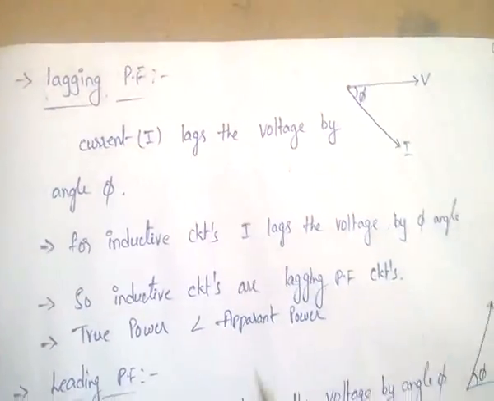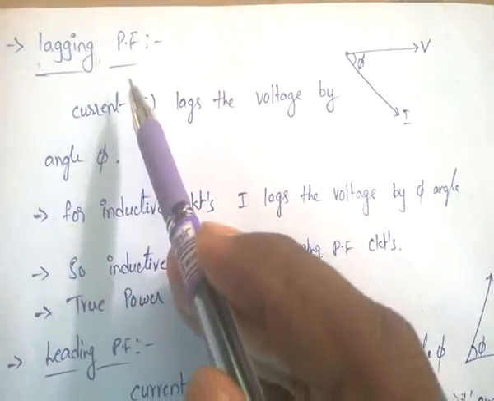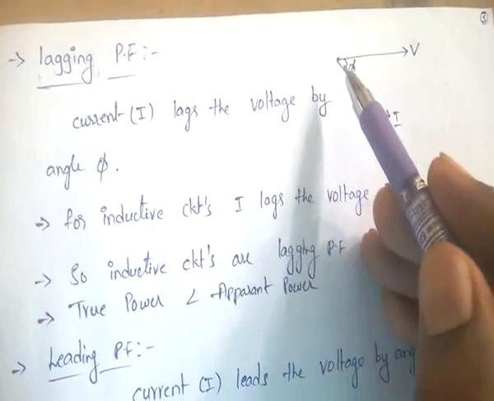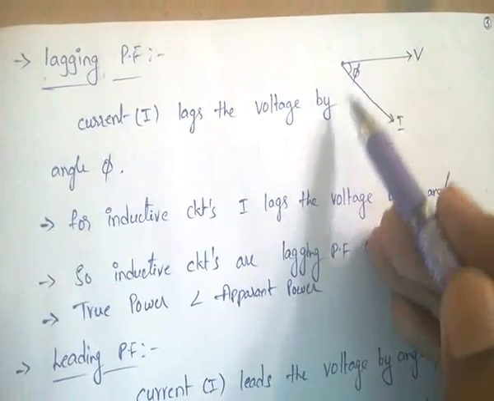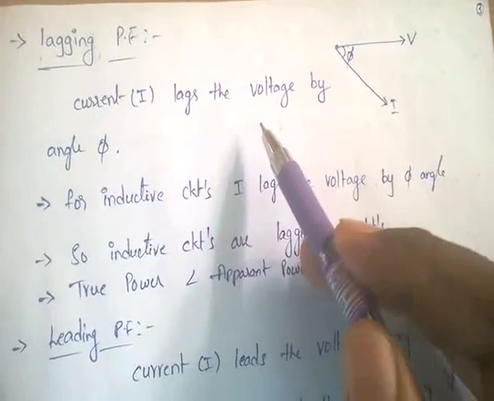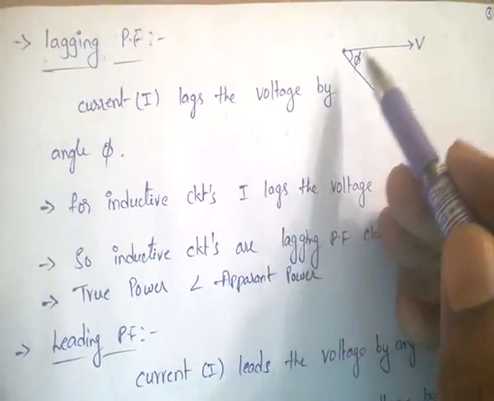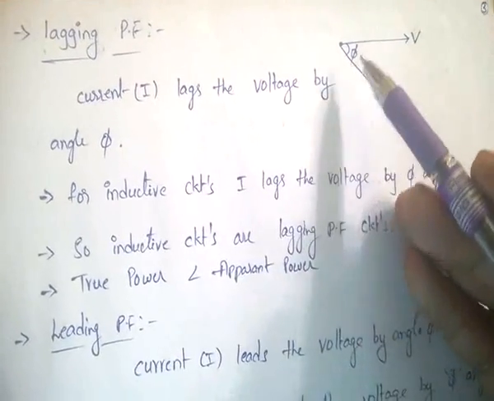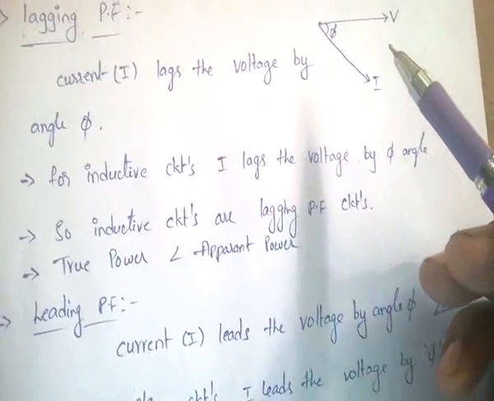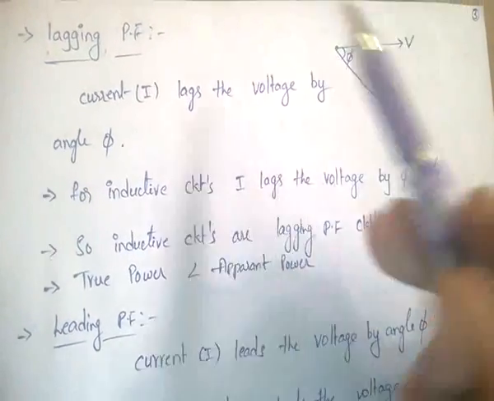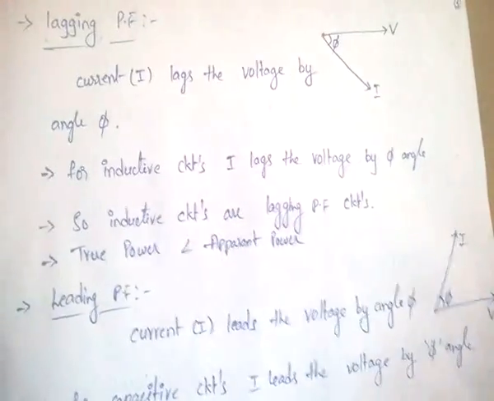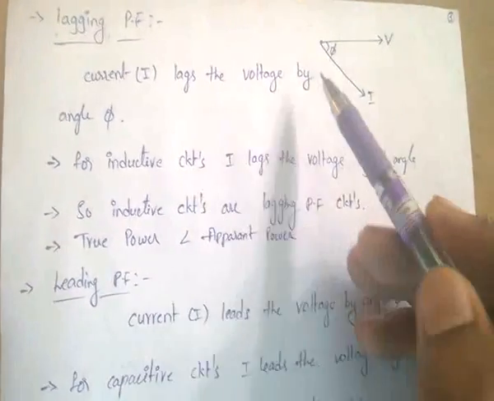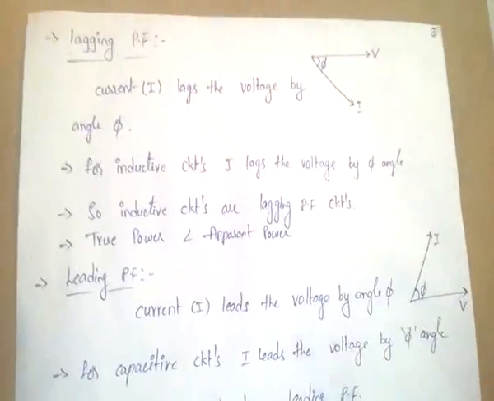Next, lagging power factor. What is a lagging power factor? That means the current lags the voltage by phi angle, then it is said to be lagging power factor. For inductive circuits, the current lags voltage by phi angle. So for inductive circuits, the power factor is lagging. For this, true power is less than apparent power.